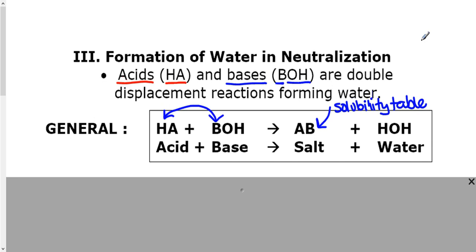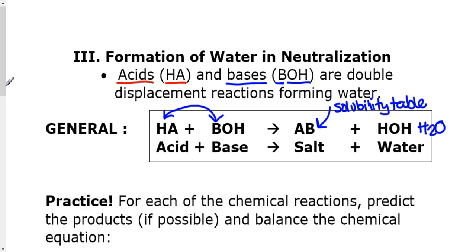So finding out the salt, it's an ionic compound, but is it soluble or not? That can vary, so check your solubility table. And the water is always HOH, or you can just write it as H2O, it doesn't matter. But HOH sometimes helps you see the pattern a little bit more about why it's double displacement. So now what we're going to do is try out a couple of examples together to see if you've got the idea. So let's take a look at the two examples.